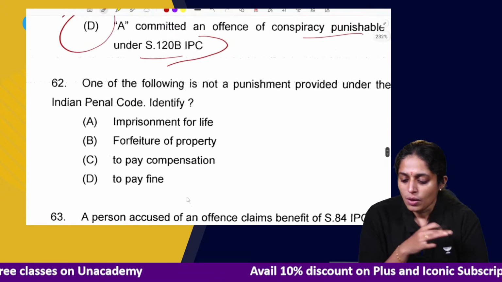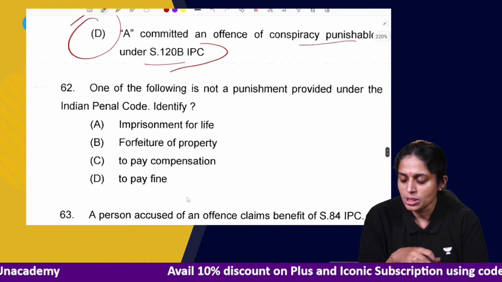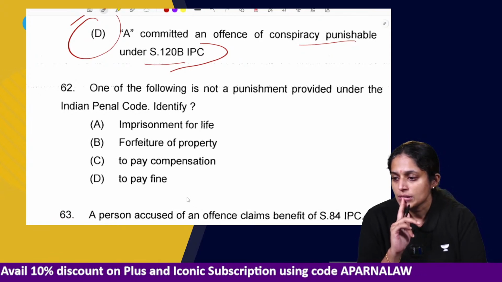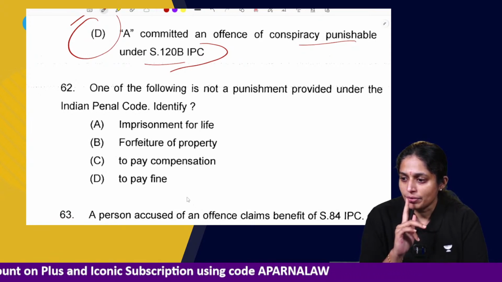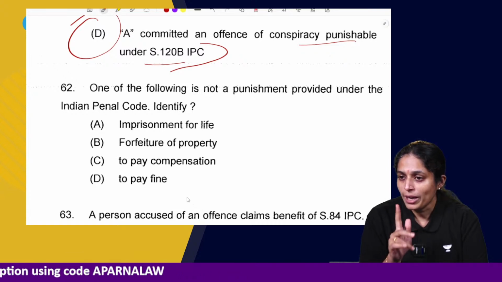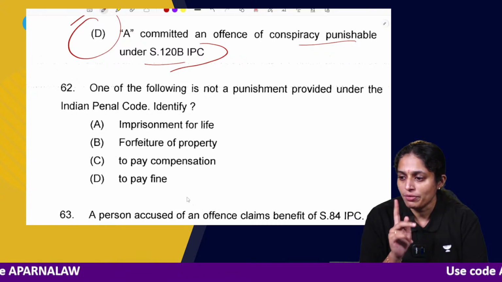62nd question. One of the following is not a punishment provided under the Indian Penal Code. Identify. Imprisonment for life, forfeiture of property, to pay compensation and to pay fine.